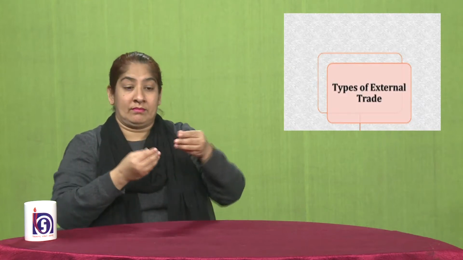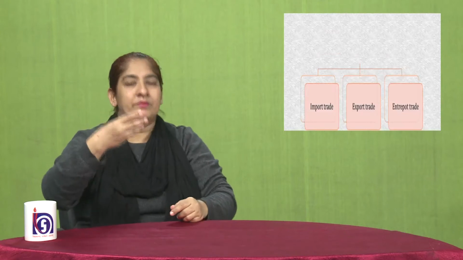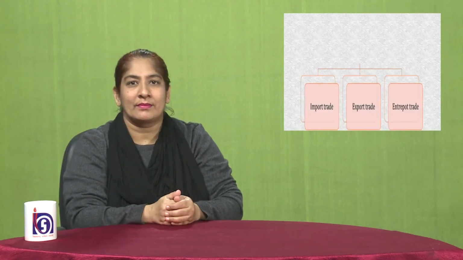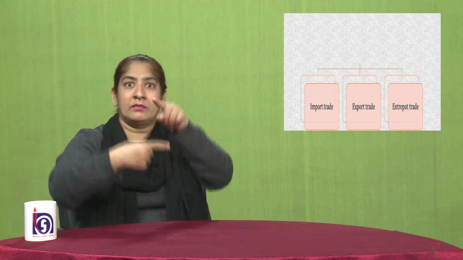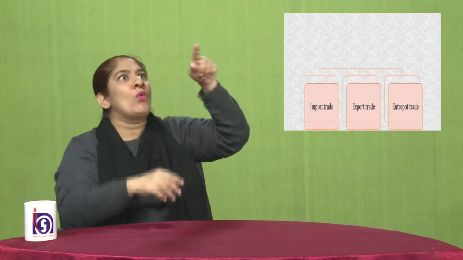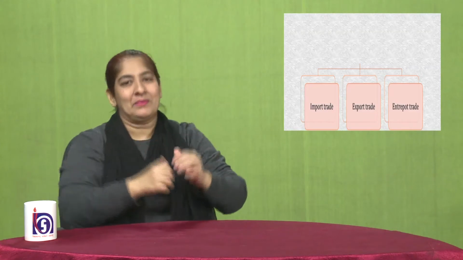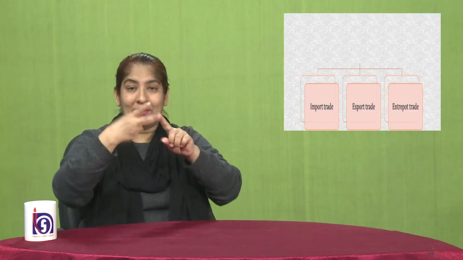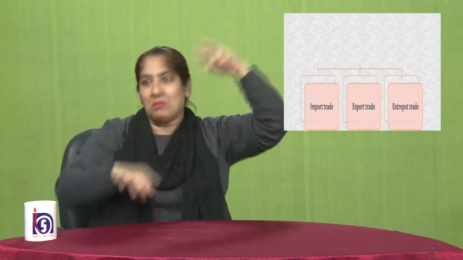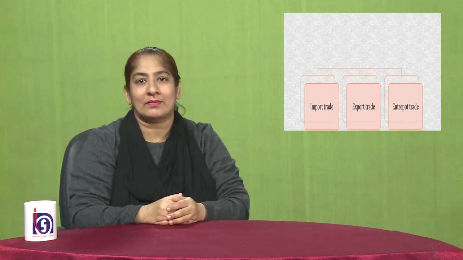What are the types of external trade? There are 3 types of external trade. Import trade. Import trade is when we like products from there and we order the products to our country. Export trade, similar but opposite. When they like something from our country and they order it from our country, so we send it to them.